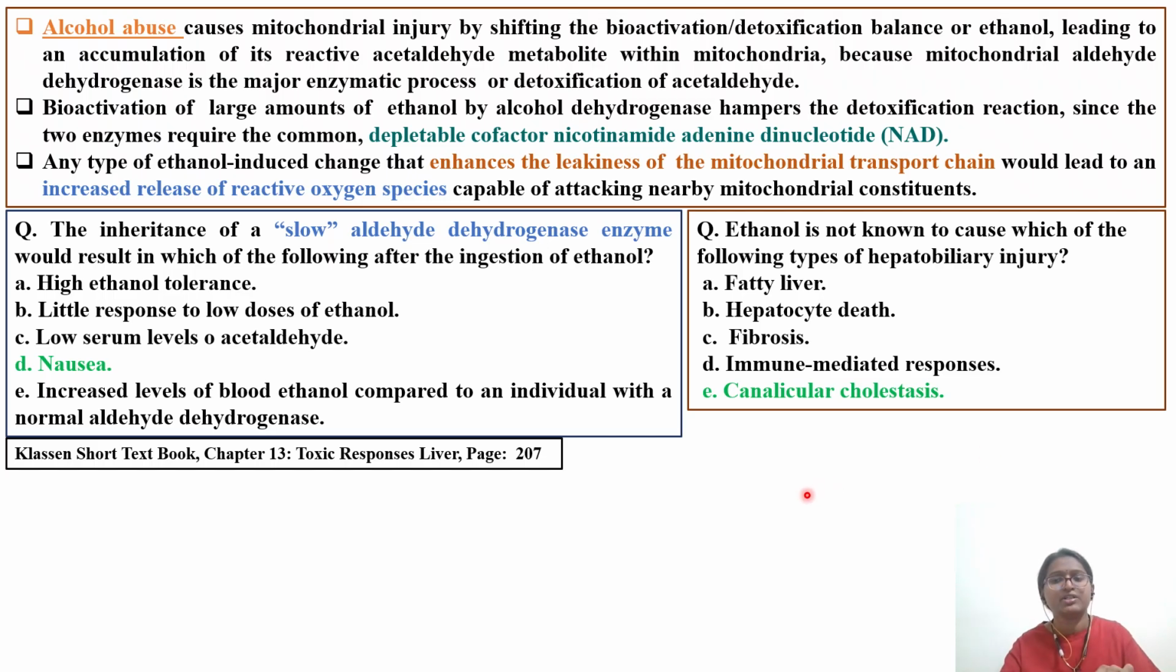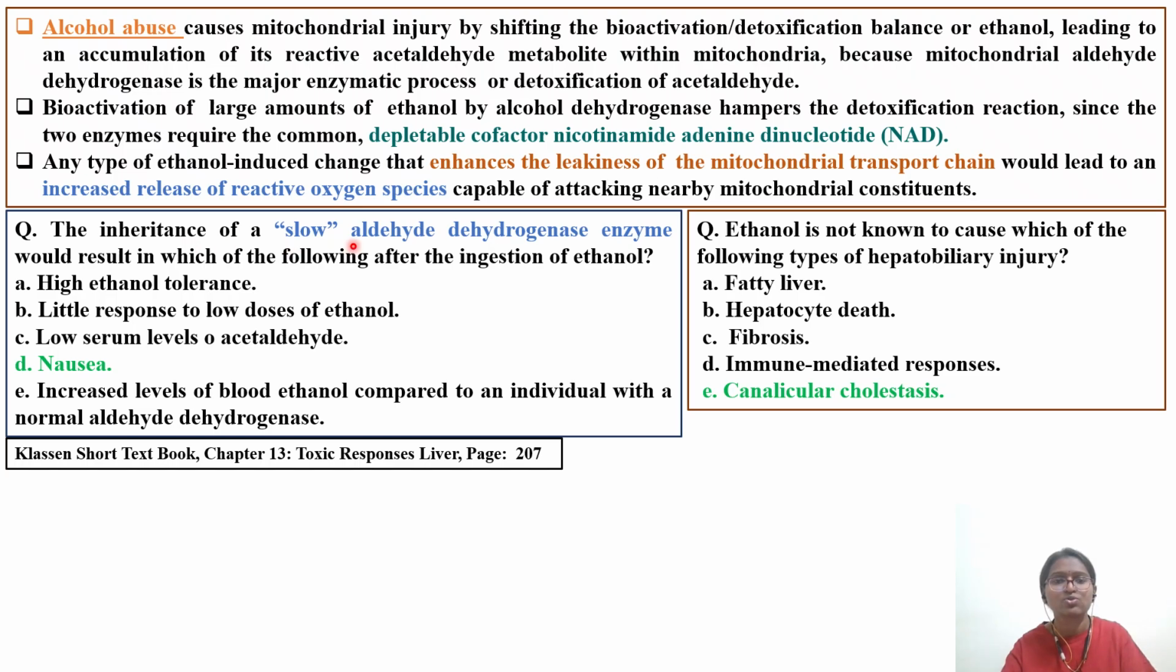In continuation with adverse effects of ethanol on the liver, we have two questions which are given in the chapter lesson only, and they have discussed alcohol abuse also. With alcohol abuse, we have seen the mitochondrial pathway. It is affecting NAD, and how the reactive oxygen species are released. So you read here about the mitochondria. We have discussed three different regions, three different enzymes, and how they are affecting. So we'll directly see only the questions here.